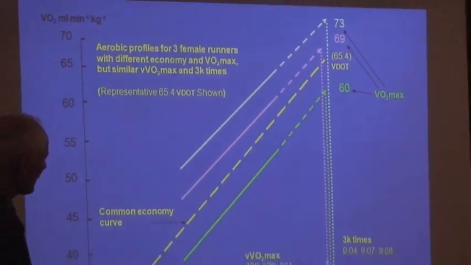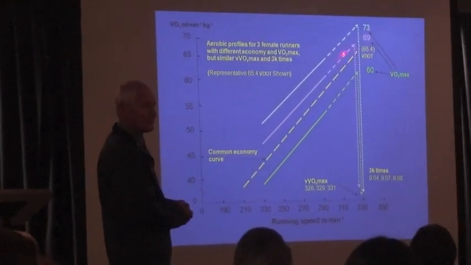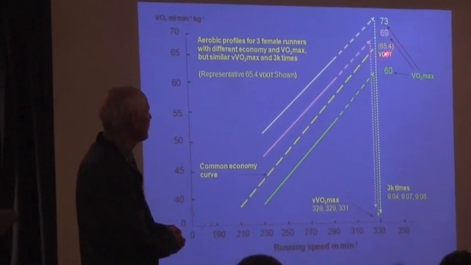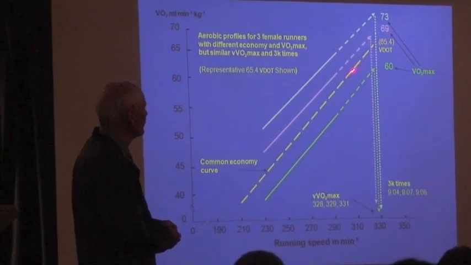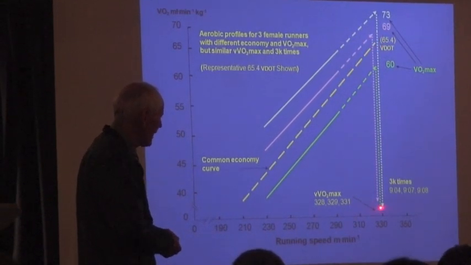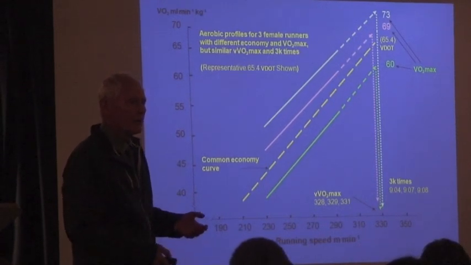And if you work backwards from that, you get what I call VDOT. That's where the VDOT number came from. It's a fake VO2 max. It's 65.4. Using average economy, you need a 65.4 to run this fast. It's that simple. And Jack Daniels figured all that out.